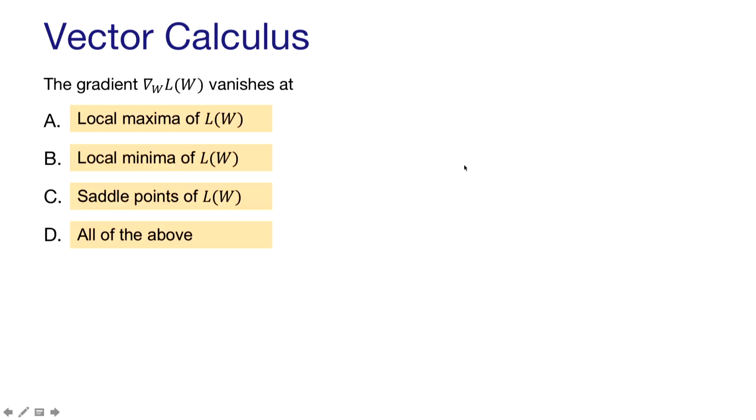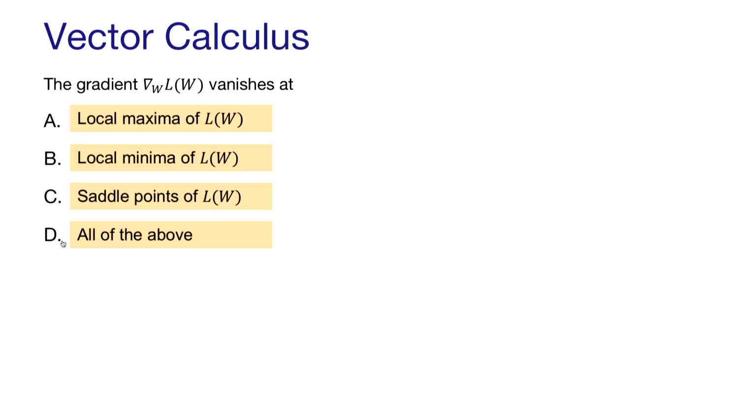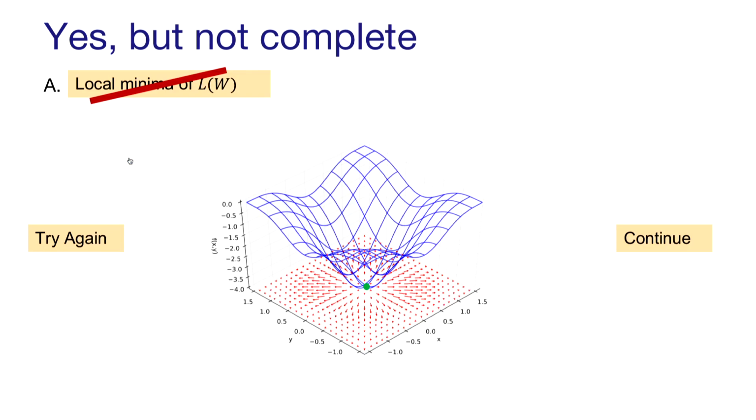All right, well, let's quickly review this. The gradient vanishes at local maxima, local minima, saddle points, or all of the above. Who thinks just B? All right, no one. Who thinks just C? No one. Well, presumably, it's not local maxima because although there are some maxima there, they're actually at the corners. That's not the only place. In this plot anyway, there's a single local minimum, which is in the center of the grid.